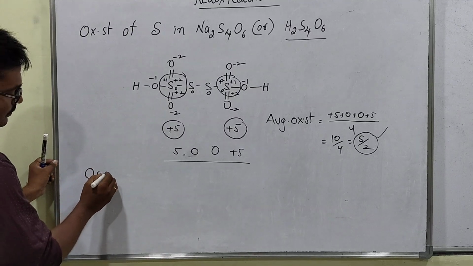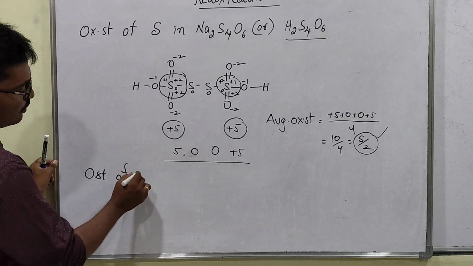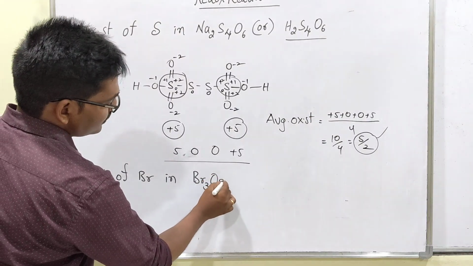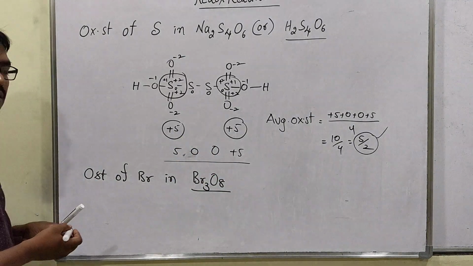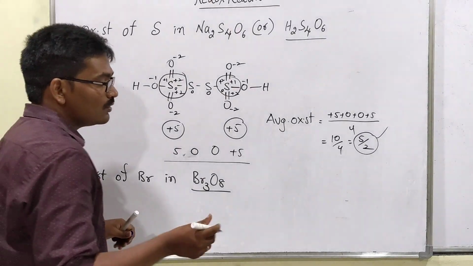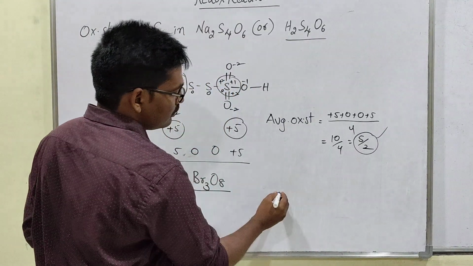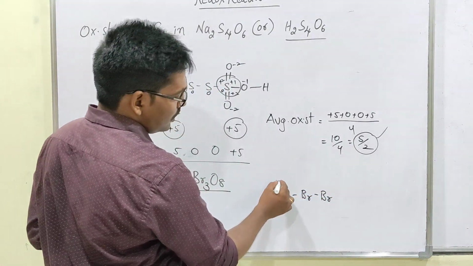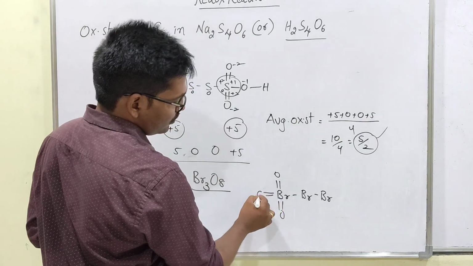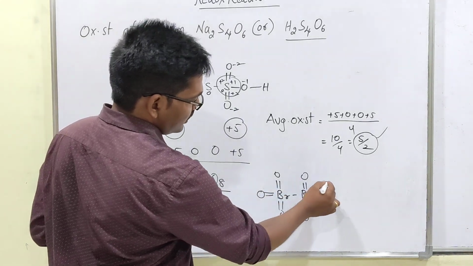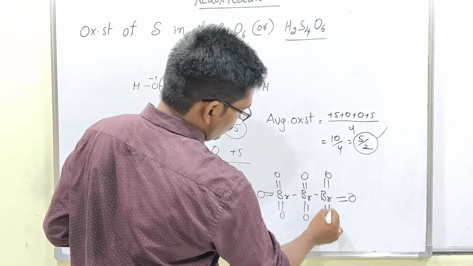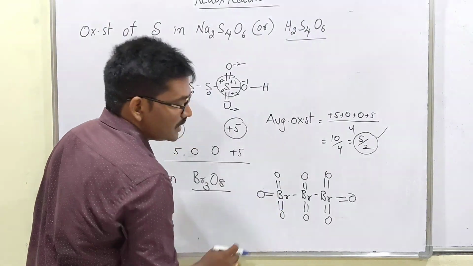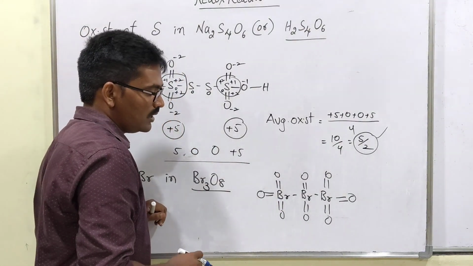Then one more example: oxidation state of bromine in Br3O8. This is the molecule Br3O8. Sir, how will the actual original structure of Br3O8 be? Br, bond Br, bond Br, then double bond O, repeated for eight oxygens, like this will be the structure. Here between bromine and oxygen the double bond is a covalent bond.